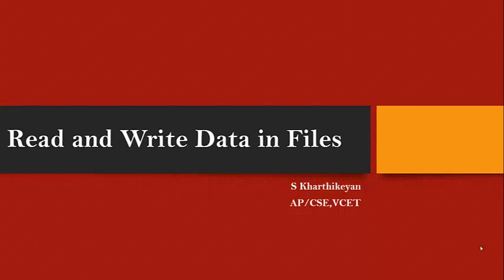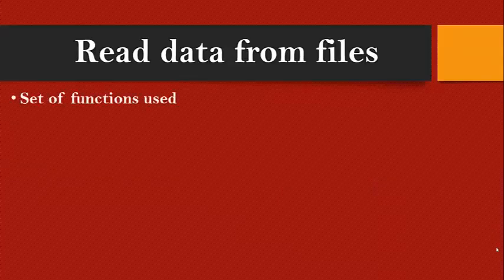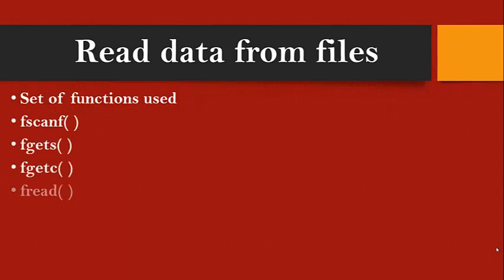So for the read and write mode, we have certain sets of functions in files in order to execute the read and write. So in order to read the data from files, there are certain sets of functions that we use: fscanf, fgets, fgetc, and fread. These are the functions that we use in file processing in C in order to read the data from the file.